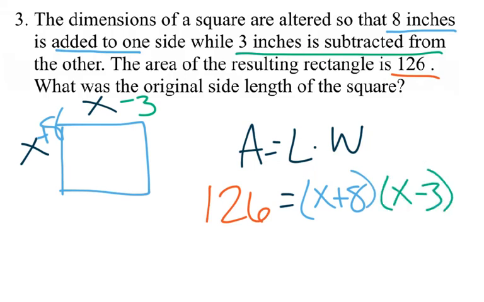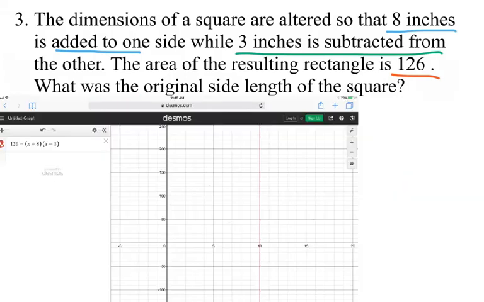So all you've got to do is graph this, and you could graph it just like it is in Desmos, or you could simplify it and graph it. Either way is fine, but try this and figure out what x is in 1, 2, 3. Alright, so x equals 10, so that was the original side length. Then you could plug it back in to make sure it works, but just to save time, it works. Okay, moving on.